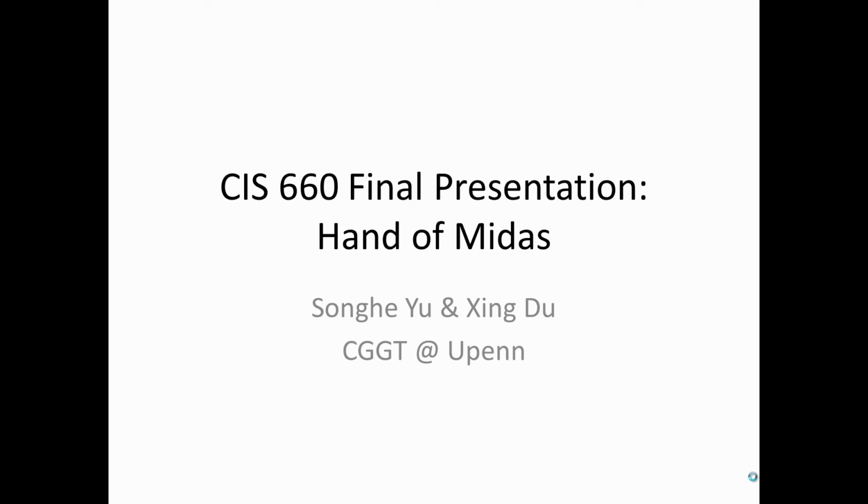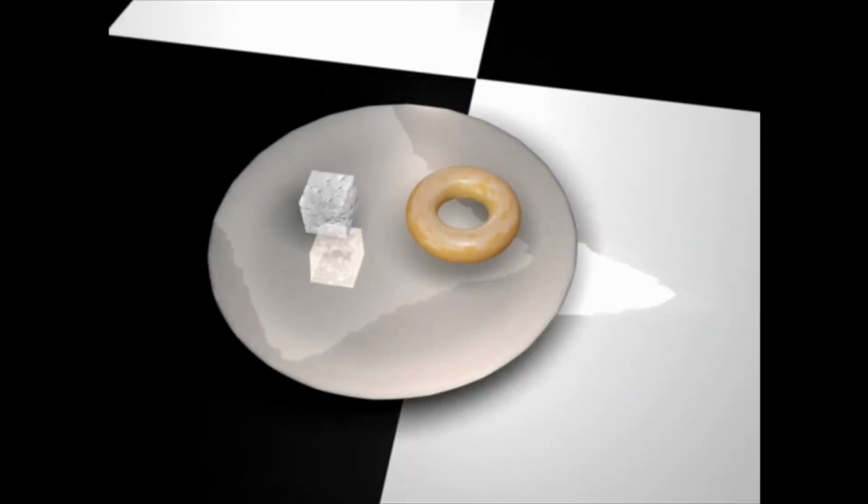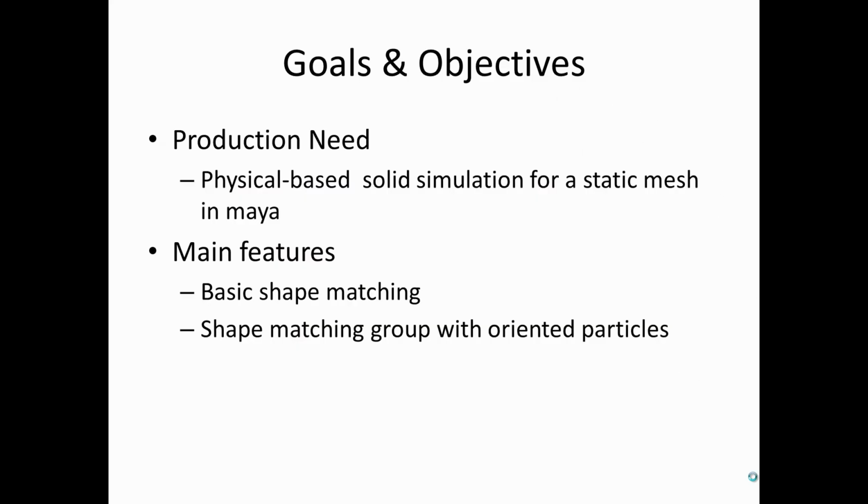Hi. For the final project of CIS 660, Songhe and I were doing a Maya plugin called Midas. As all of you have already known, Maya is good at modeling. However, turning a mesh into a solid object as it is in the real world is not a trivial task.